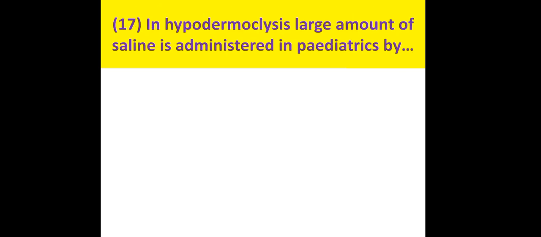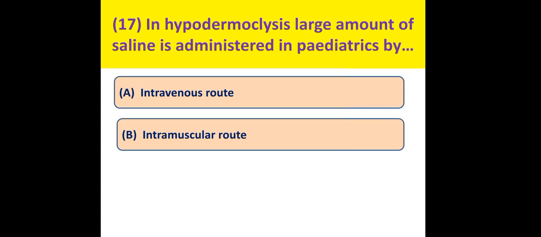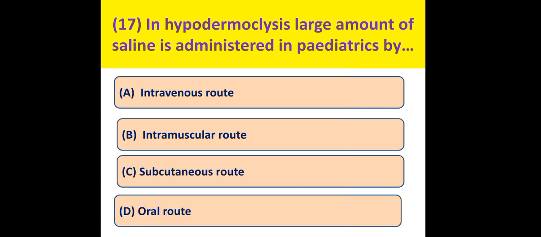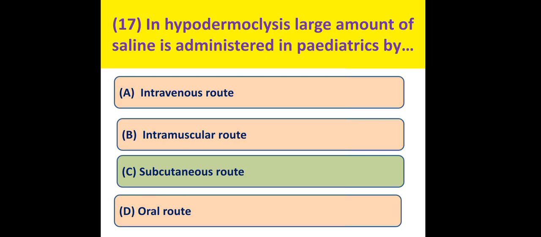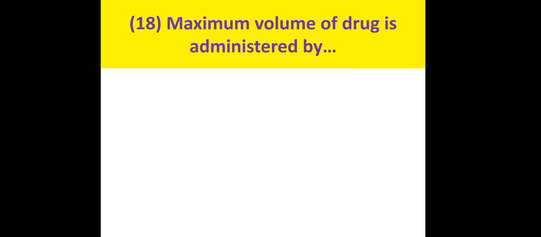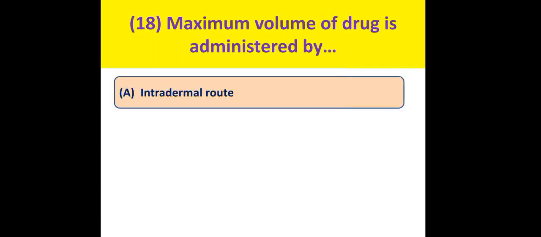In hypodermoclysis, a large amount of saline is administered in pediatrics. The options are intravenous, intramuscular, subcutaneous and oral. The answer is subcutaneous: many times in pediatrics it is difficult to establish an intravenous line, in which case the saline is introduced subcutaneously in a large quantity, and that is known as hypodermoclysis.